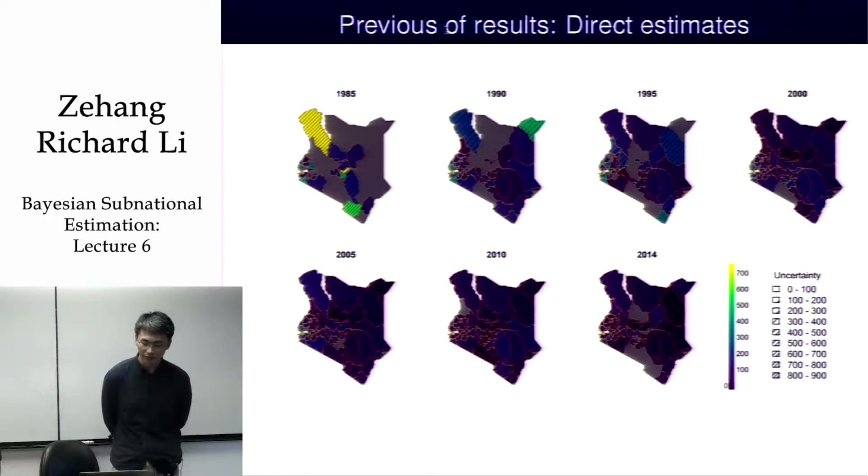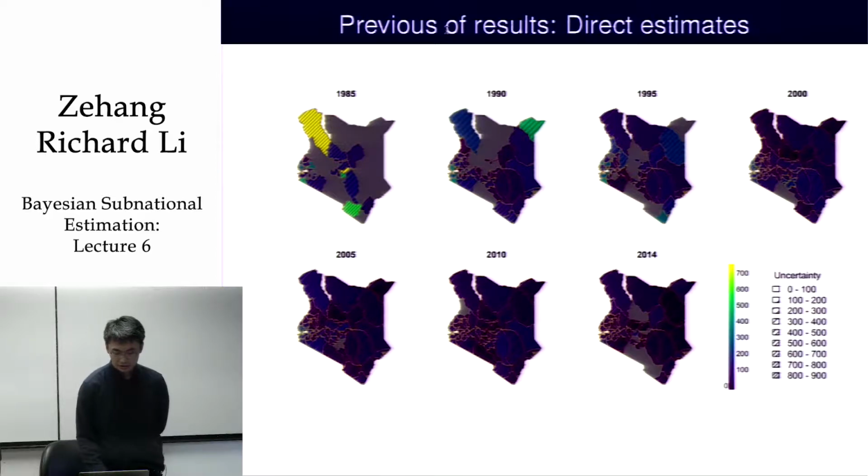These are some of the selected years, because there are 35 years in this period. I'm just going to show you 1985, 1990, 95 up to 2014. Those are the direct estimates using the data without any smoothing. As we have shown before, the hatching represents the uncertainty, measured in this plot as the width of the 95% credible interval for the direct estimates.